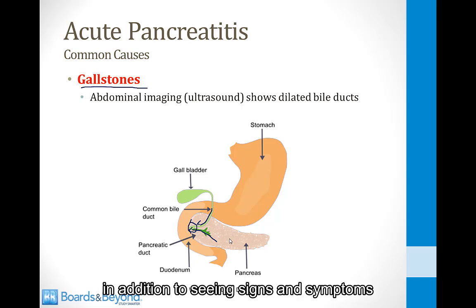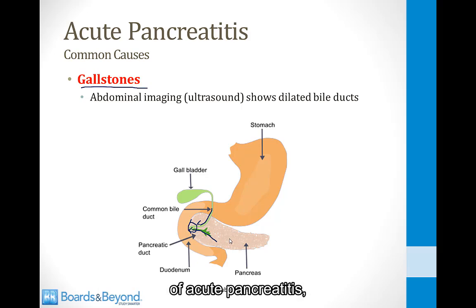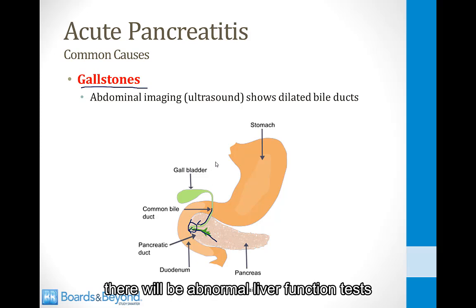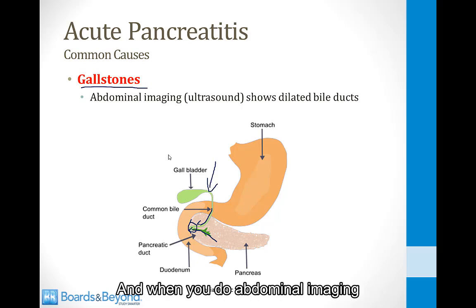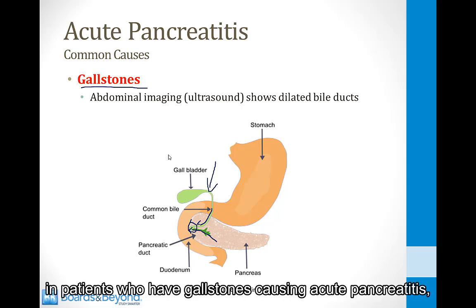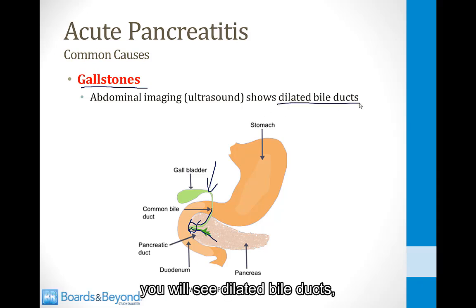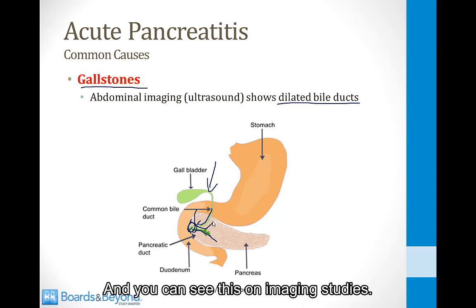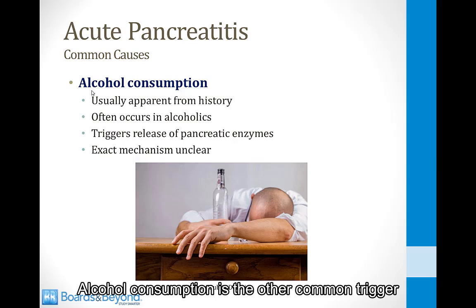And as I told you before, in addition to seeing signs and symptoms of acute pancreatitis, there will be abnormal liver function tests indicating that there is obstruction to bile flow. And when you do abdominal imaging in patients who have gallstones causing acute pancreatitis, you will see dilated bile ducts. The stone obstructs the flow of bile and the bile ducts become enlarged, and you can see this on imaging studies. Alcohol consumption is the other common trigger of acute pancreatitis.